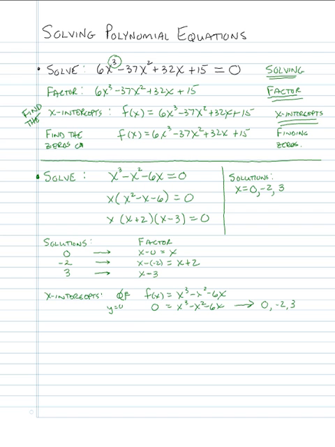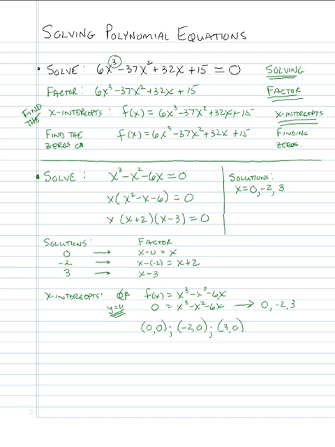Now, x-intercepts are points, and they're points where y is 0. So the first point has an x value of 0 because that was a solution for x, and a y value of 0. The second point has an x value of negative 2, but of course a y value of 0. And the third x-intercept has an x value of 3 and a y value of 0. But we're basically doing the same thing.